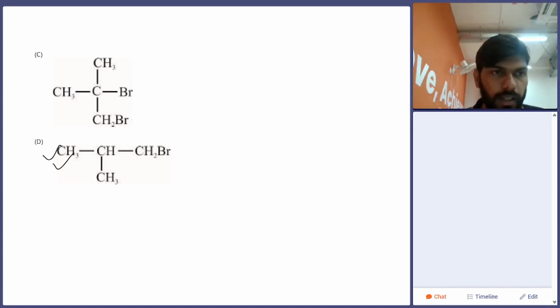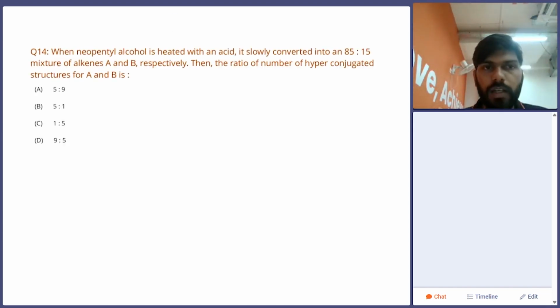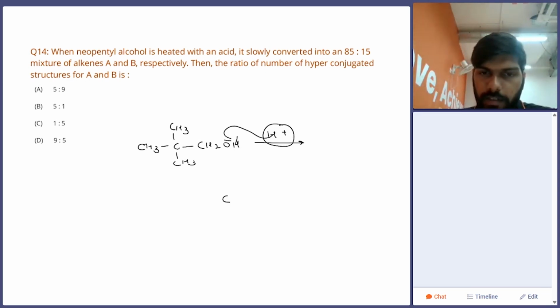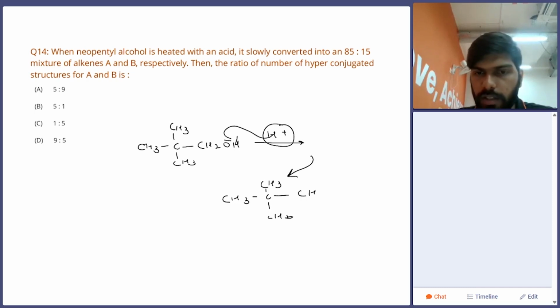Okay, students. Next, when neopentyl alcohol is heated with acid H plus, H plus will attack here. So CH3 CH3 CH3, I am showing here, that is CH2 and OH2 plus.